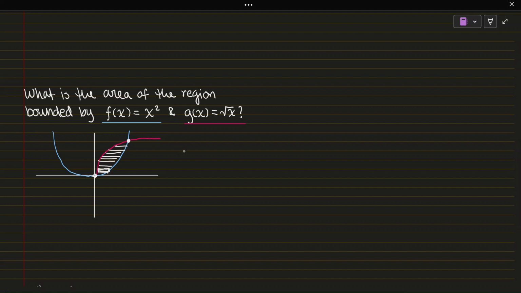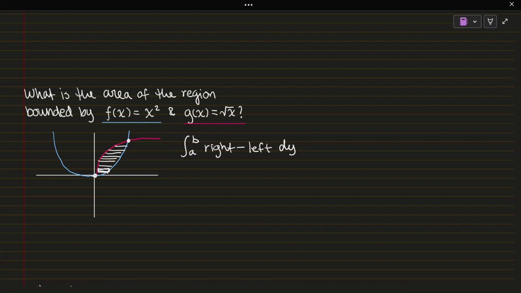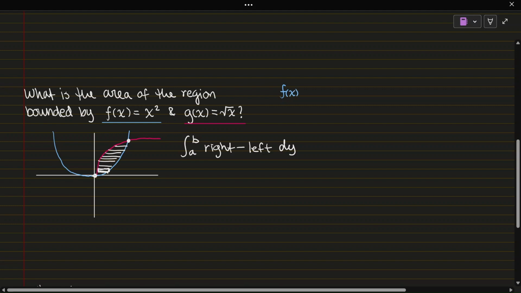So again, I need the integral from a to b of right minus left dy. Now I need my functions to be in terms of y. So I'll rewrite f of x. So f of x, we'll say, equals y1 equals x squared. So this tells me that x equals, I'm going to take the positive square root because we're on the positive side here. The side that we really care about is positive. Is going to be the square root of y.